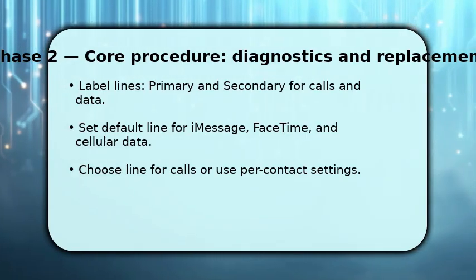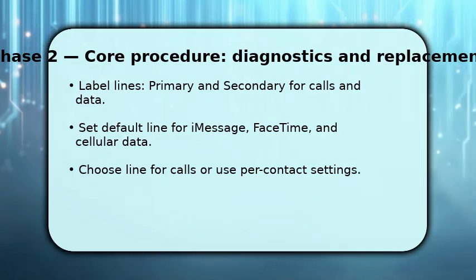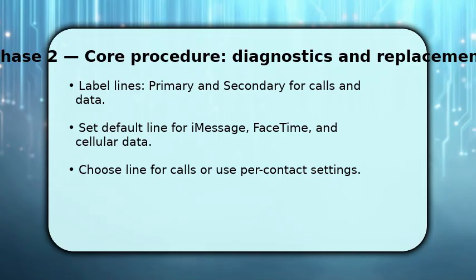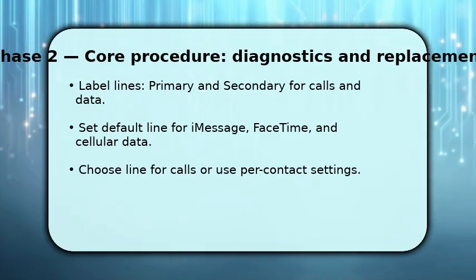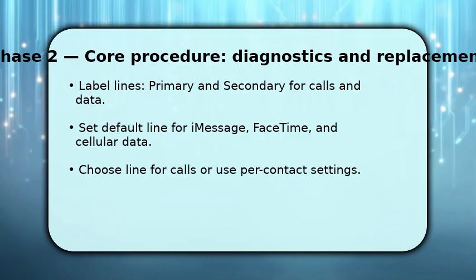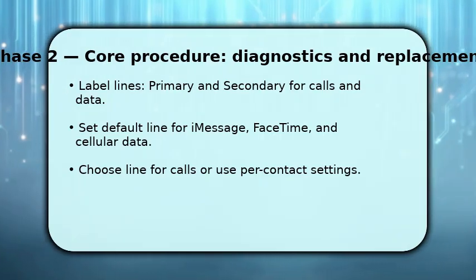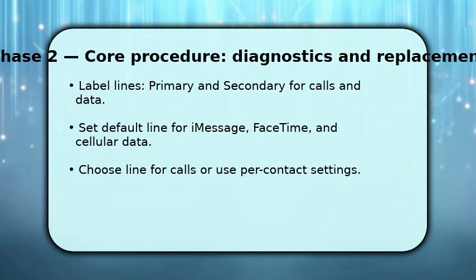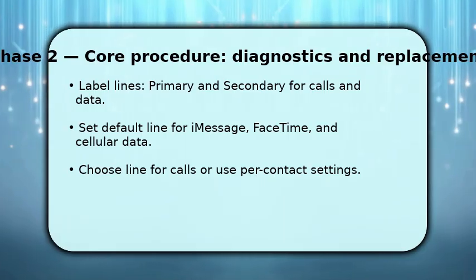Next, set your default voice line and your cellular data line, and enable Allow Cellular Data Switching if you want calls to use either line when needed. Then, edit per contact settings to force a contact to use one specific line. This keeps business and personal separated.